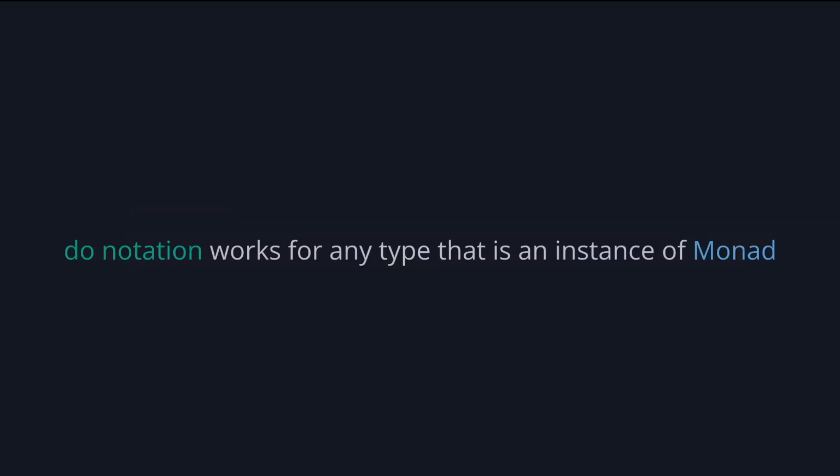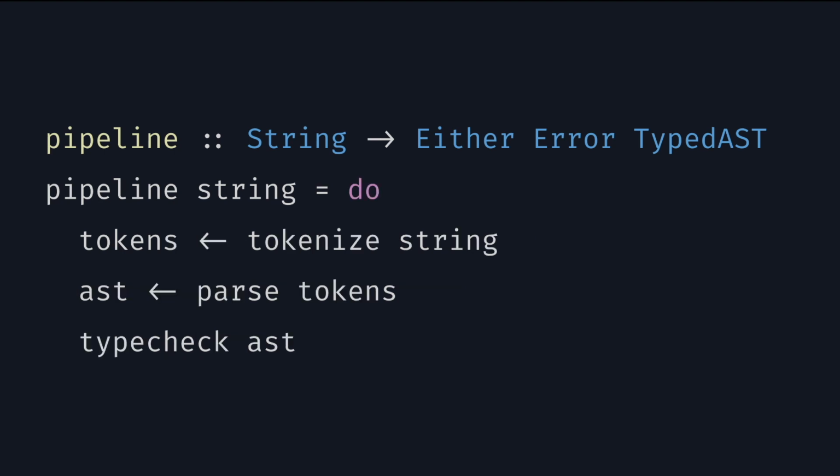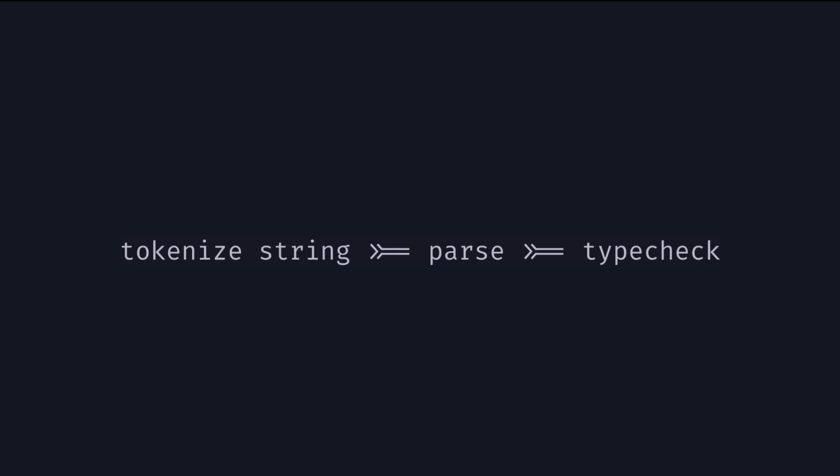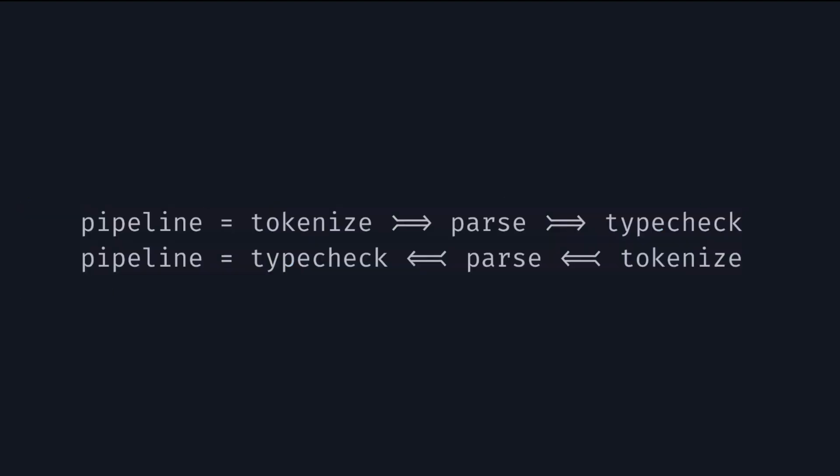And remember the do notation? It turns out that it works for any type that is an instance of a monad. How cool is that? Instead of writing the pipeline using binds, we can write the pipeline using do notation, and it still works. Still, in this particular case, this version is so concise that it can only be beaten by using Kleisli arrows, which might remind you of function composition and allows you to make this code even shorter if you want to or need to.